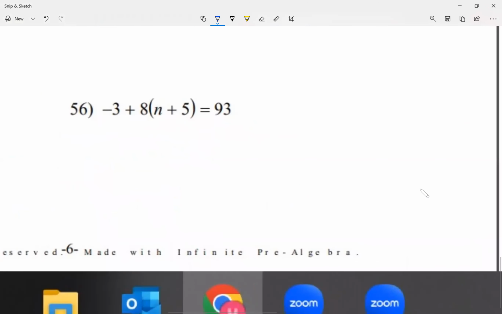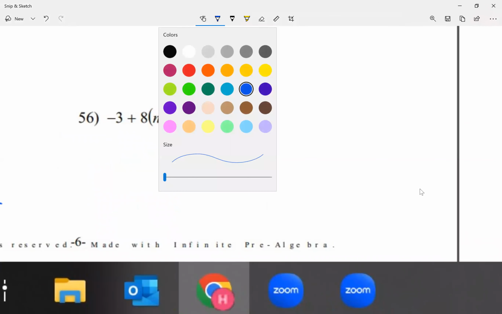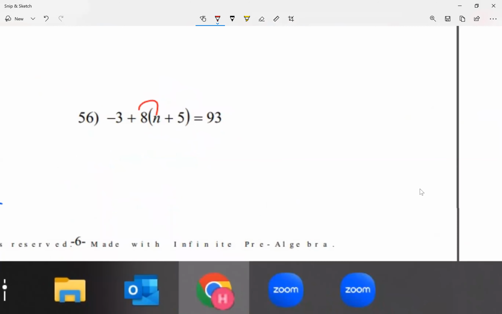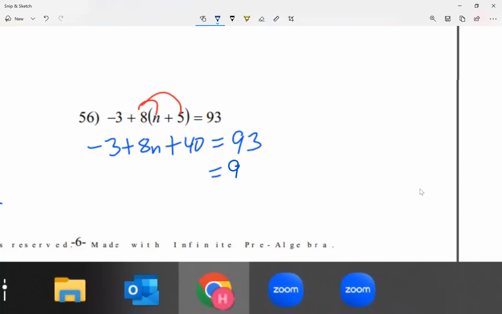Now let's take a look at 56. When I see parentheses, I'm going to multiply the number on the outside to the numbers on the inside. So that gives me -3 plus 8n plus 40. It's equal to 93. On the right side, it's just a 93. On the left side, when it comes to letters, I just have 8n. When it comes to numbers, -3 plus 40, that's 37.